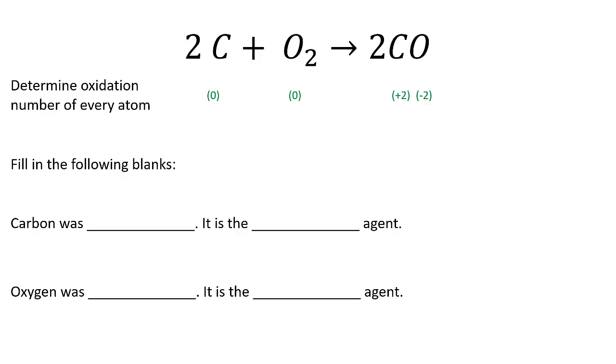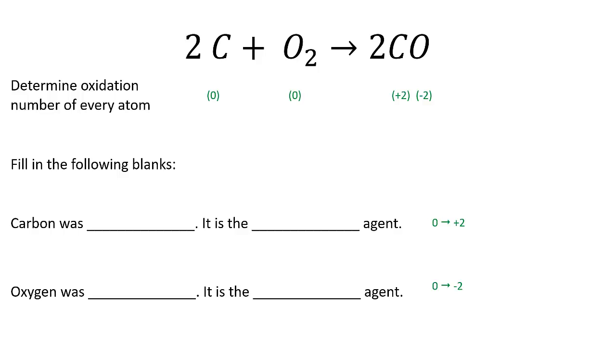I always do my reduced first because it's easier for me to see when a charge goes down, and that's reduced. And then I fill in oxidized as the opposite. So we know one of these is reduced and one of these is oxidized. To help you out, remember that carbon goes from 0 to +2, and oxygen goes from 0 to -2. So pause the video, try and fill in these blanks.